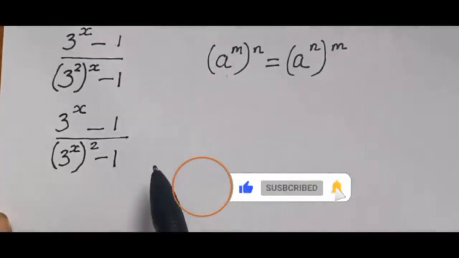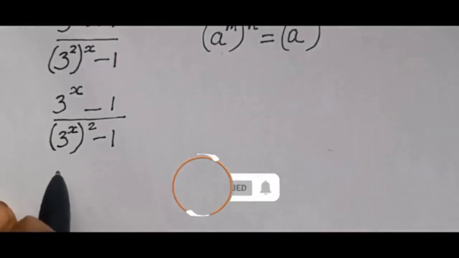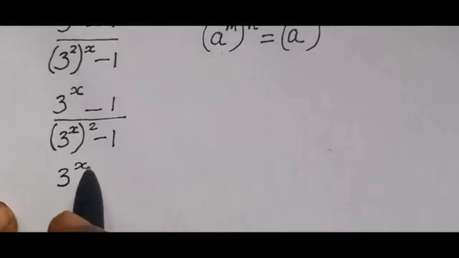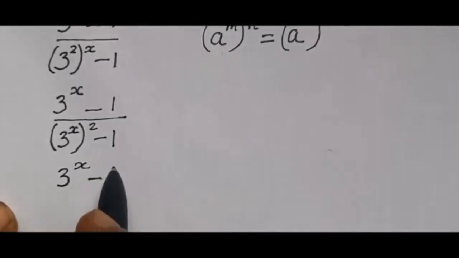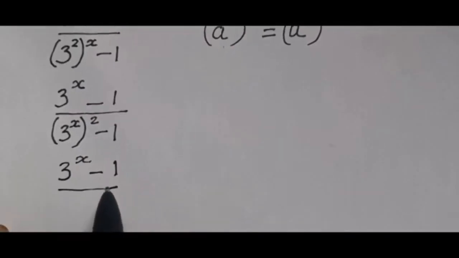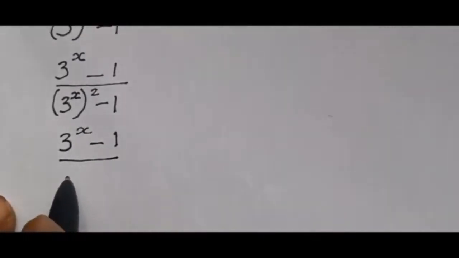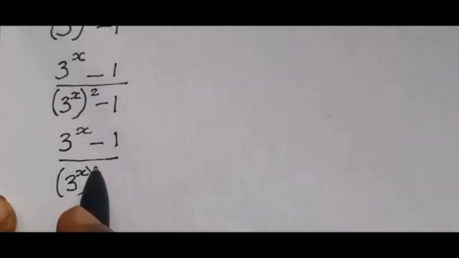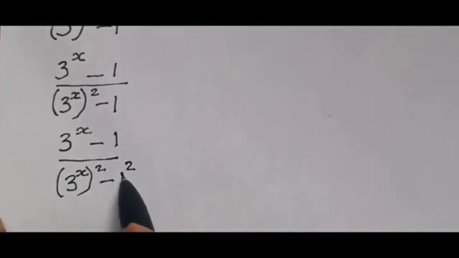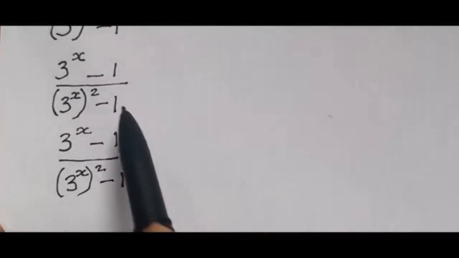We can write it as 3 raised to power x minus 1 over 3 raised to power x raised to power 2 minus 1 raised to power 2. We know 1 power 2, the answer is 1.